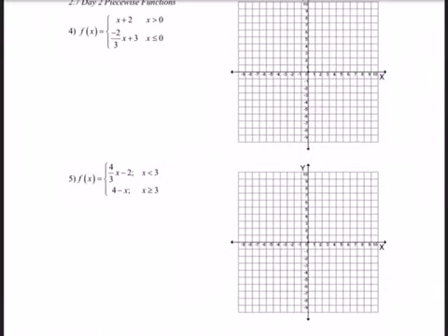What I want you to do now is try graphing this one. Okay, so the first half, for all values strictly greater than 0, use the line x plus 2. And for all values less than or equal to 0, graph negative 2/3 x plus 3.